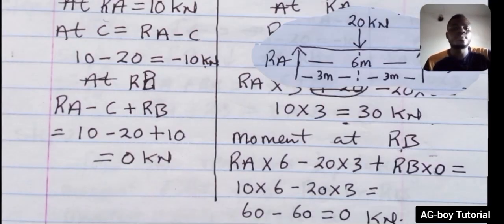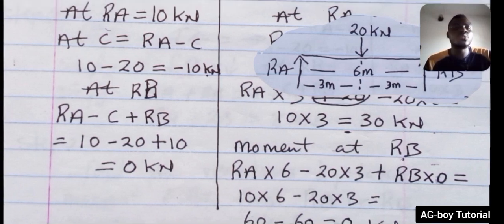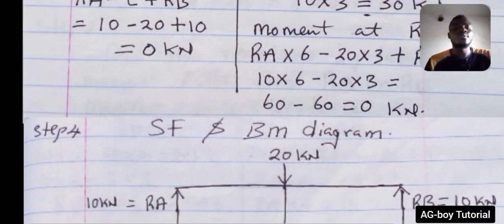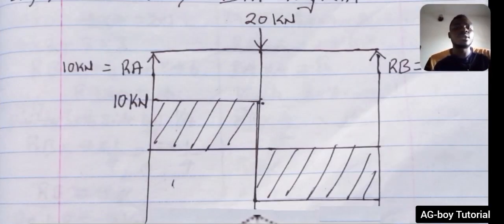So by the time you multiply everything, 10 plus 10 is 20. Then take it away from this 20, we have 0 kilonewton. Then checking our shear force and bending moment diagram. This is our shear force and bending moment diagram.